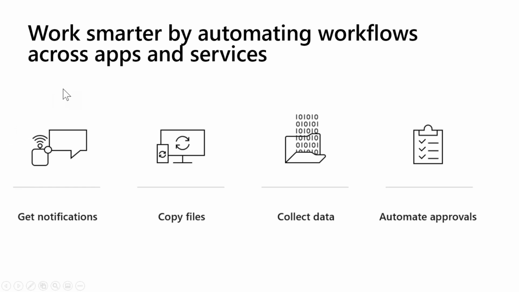Some of the main actions that Power Automate can do are get notifications, copy files, collect data, and automate approvals. These are common business scenarios that people are doing all of the time. These four I feel are the most common, although the product has so many other capabilities.